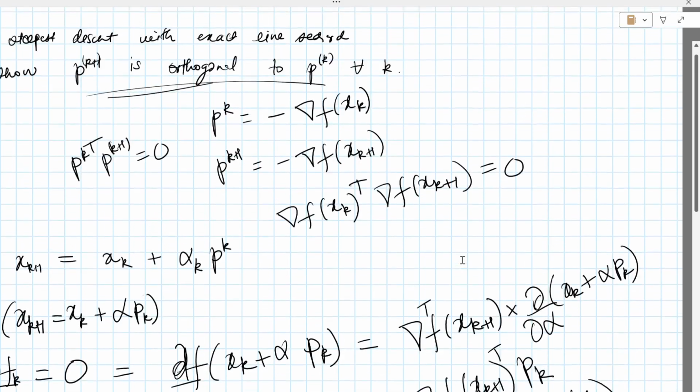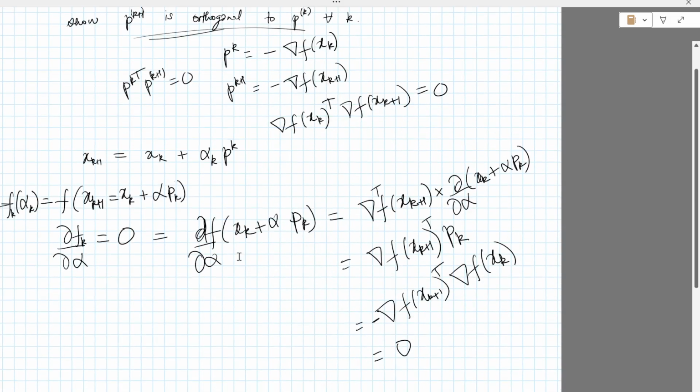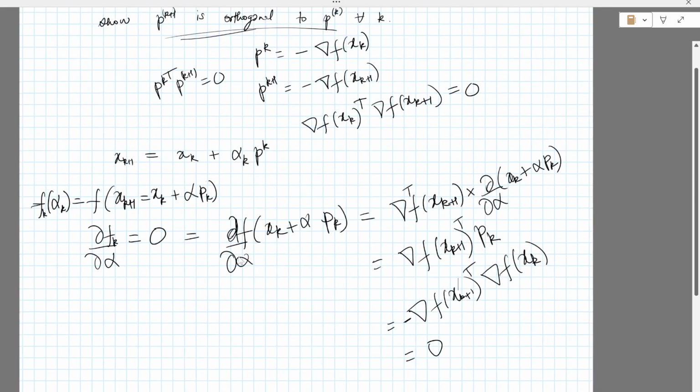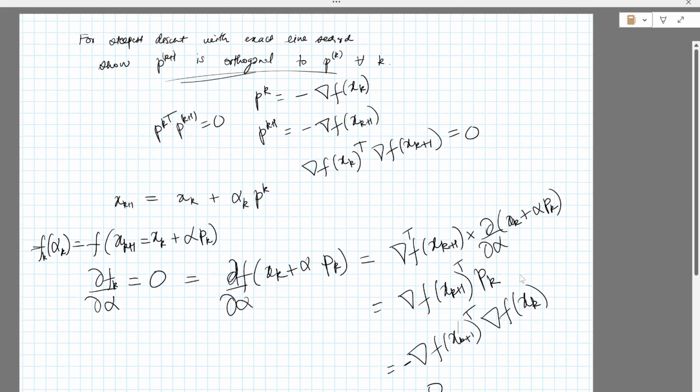So we get the gradient at k plus 1 transpose the gradient at k equals zero. So this was the condition for line search. You choose your alpha such that this is equal to 0, and this is the condition that pk is equal to the negative gradient, that is your steepest descent. Yeah, makes sense.